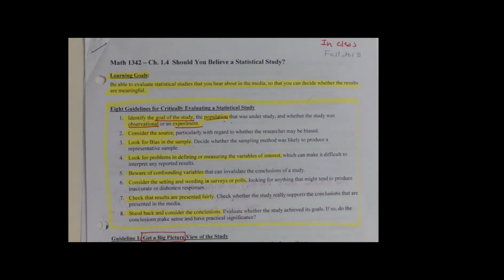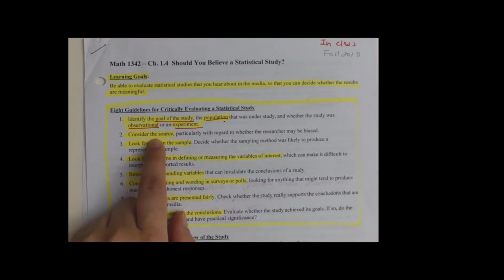The next one is consider the source. We gave you the example. If a coffee manufacturer tells you drinking coffee is healthy, maybe that is biased. So you have to consider who gives you this information. Do they get profit from it if they tell you a study goes a certain way?